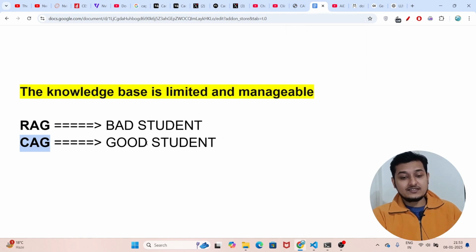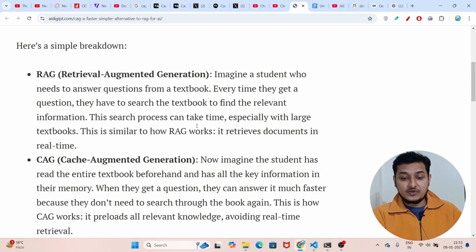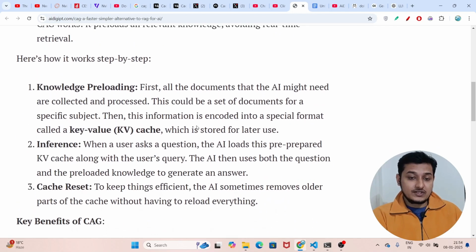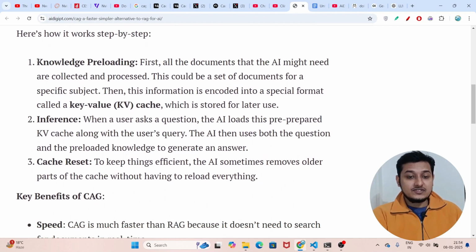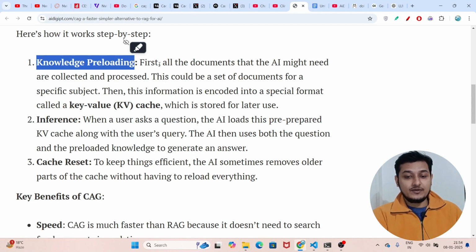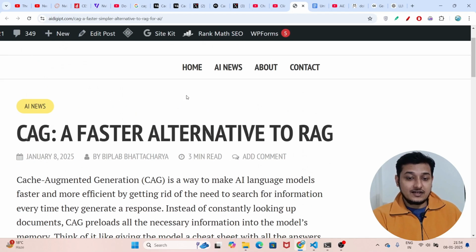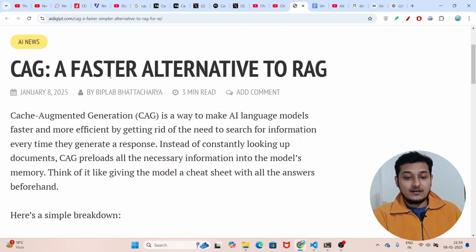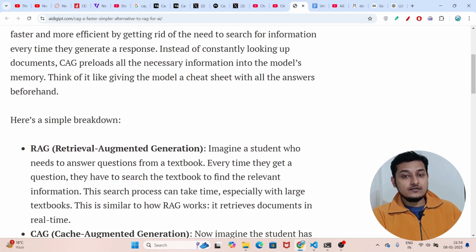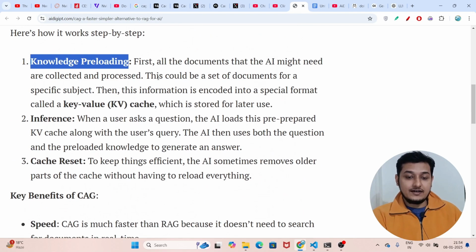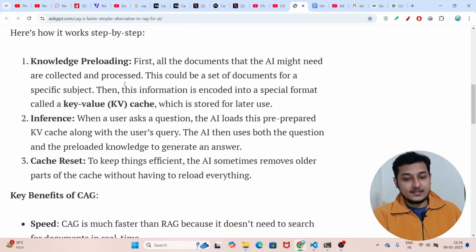First of all, understand what RAG does. RAG doesn't preload the memory. Let me show you one thing. Here you see knowledge preloading. By the way, this is the blog that I have written for you. If you go to the description, there I have given this blog link, that entire document, like why CAG, and what is the difference between RAG and CAG. You can read the whole article there. I have written it in a simple way.